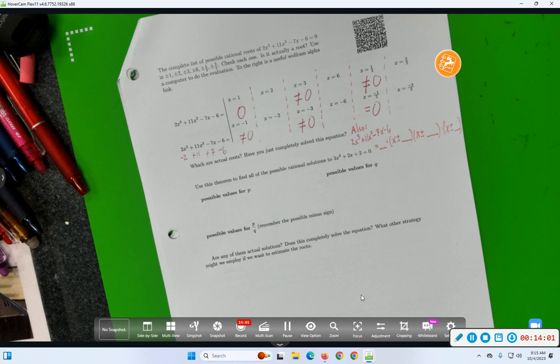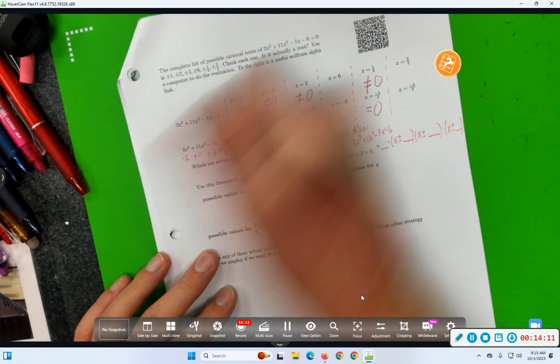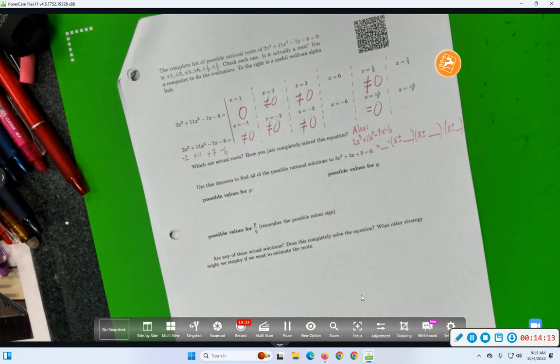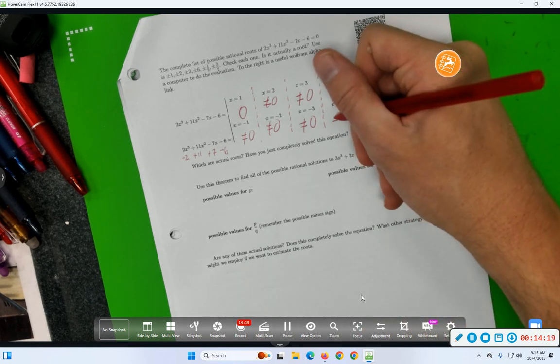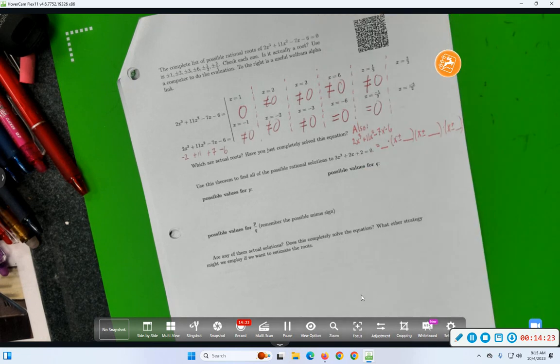Plus or minus 2? Excellent. Did not result in a 0. Did not result in a 0. 6 is the last one left on the list. Negative 6 walks, as in the result is equal to 0. Positive 6 does not walk.